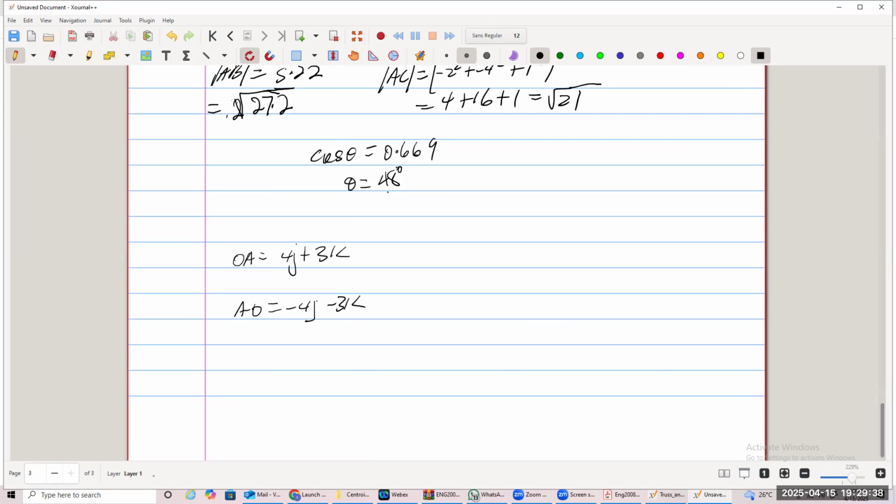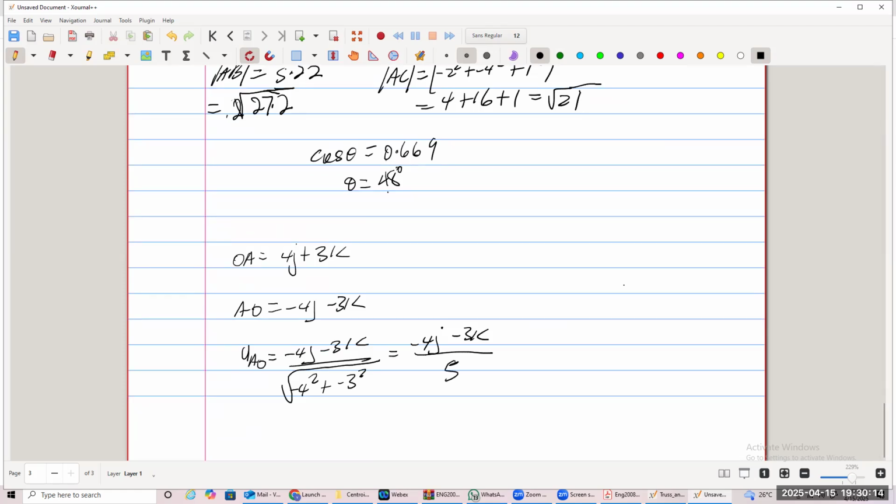And then you would find the unit vector of AO, which would be minus 4J minus 3K upon this modulus. So that would be the square root of 4 squared plus 3 squared. That would give you what now? 16 plus 9, 25. So it's really 5.